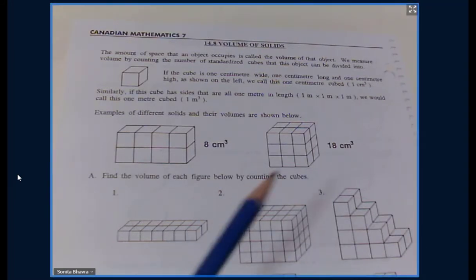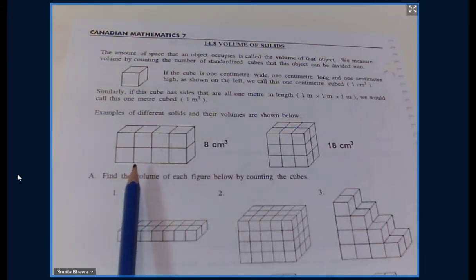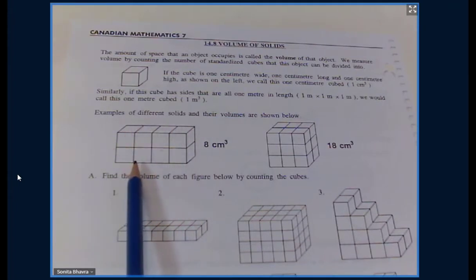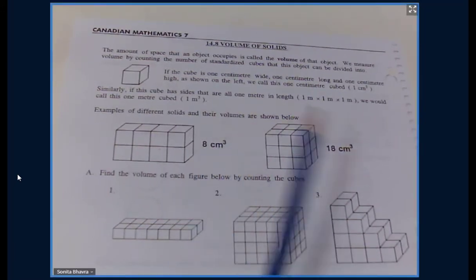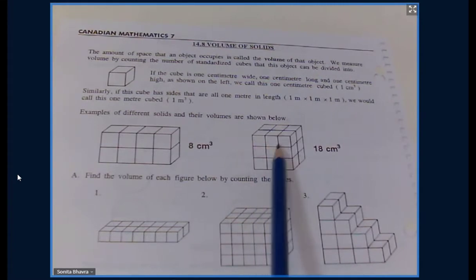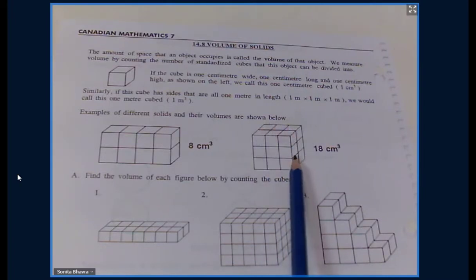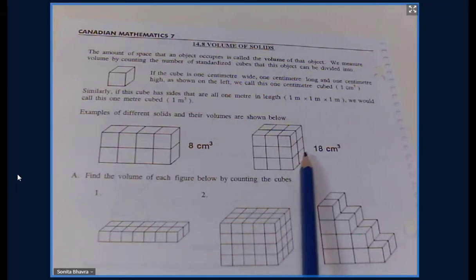All right, so let's look at these couple examples here. So this object here, you can just count these cubes: 1, 2, 3, 4, 5, 6, 7, 8. All right, so the volume of this solid is 8 centimeters cubed. All right, let's count the cubes here. So we have 1, 2, 3, 4, 5, 6, 7, 8, 9. Then behind it, we have another layer, so you would double that. So there's 9 cubes here and then 9 cubes behind here. That gives a total of 18 centimeters cubed.